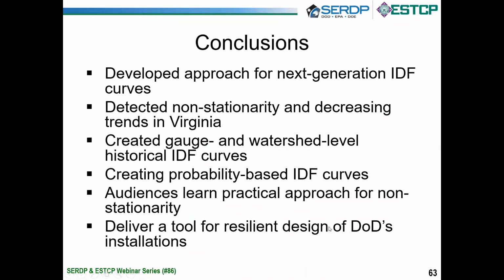Then I will draw a little bit of conclusion here. First, we developed the approach for next generation ADF curves. I showed you this overall approach in a flow chart. Also, we have a lot of detailed equations and formulas that are too complicated to be included on this slide. Also, we detected non-stationarity and sequence trap in divergence. We created gauge level and watershed level historical ADF curves. We are creating probability-based ADF curves. So I think all of you can learn something practical to consider this non-stationarity for engineering design or management of your structures. Finally, we will deliver a tool for resilient design for DOD installations.